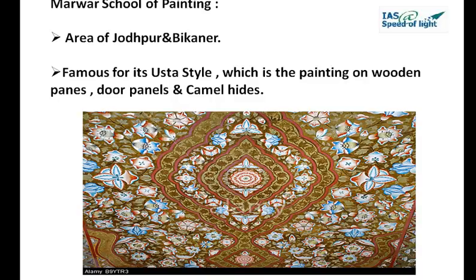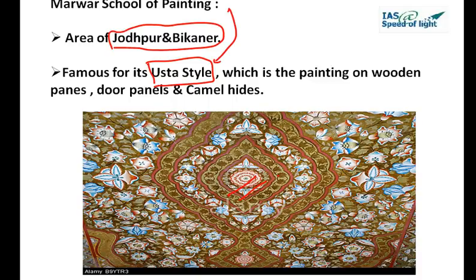The second is the Marwar school of painting. This is the area of Jodhpur and Bikaner, and this Marwar school of painting is famous for its Usta style. Okay, Usta style, which is painting on wooden panes, door panels, and camel hides. You can see this picture. So painting on wooden panes is known as the Usta style. So the Marwar school of painting, you link it with the Usta style.